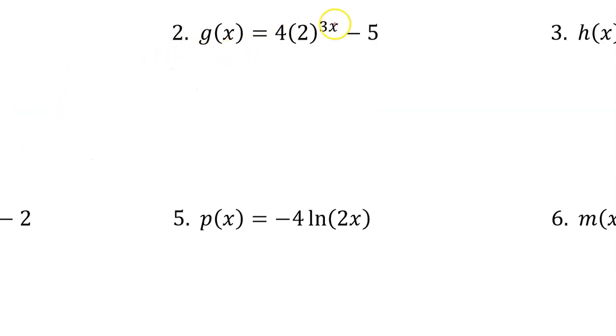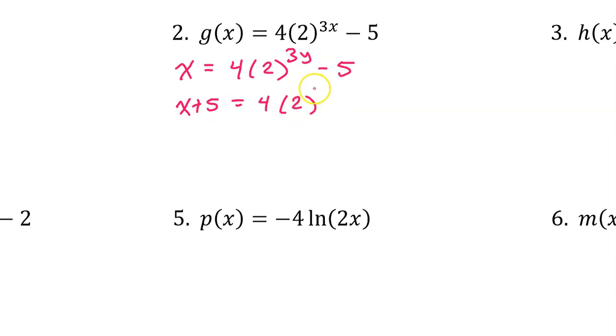Number 2, let's switch x and y and then solve for y. So the x will come out here in the front, and we have 4 times 2 to the 3y, and then minus 5. Now we need to solve for y. Let's start by adding 5 to both sides. So we get x plus 5 is equal to 4 times 2 to the 3y power.